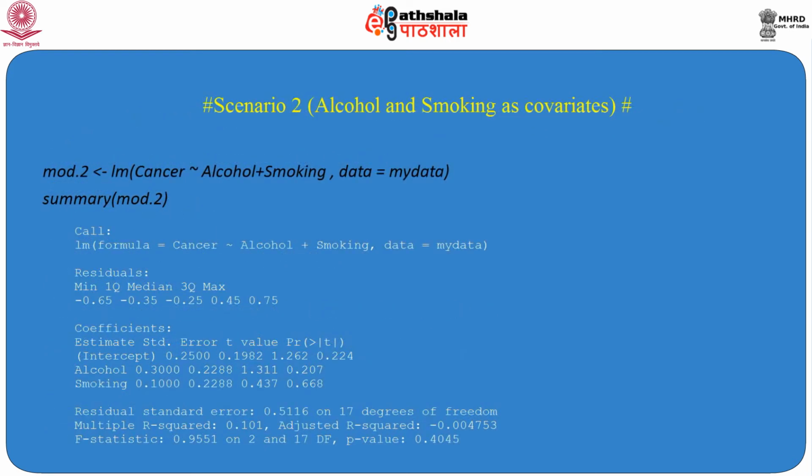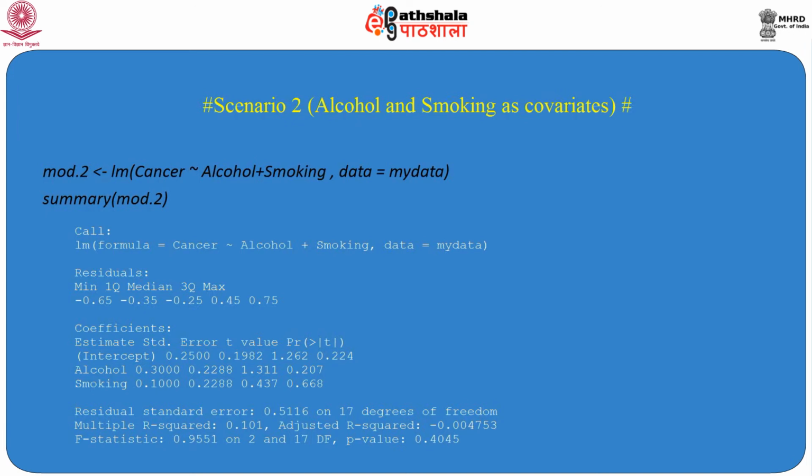Now we go to scenario 2, where alcohol and smoking are considered as joint covariates. Again we assign it as mod.2, where the function lm is used with response variable cancer, with alcohol and smoking, and data assigned as mydata. The whole result is obtained as summary of mod.2. The residual values obtained here range from minus 0.65 to 0.75.